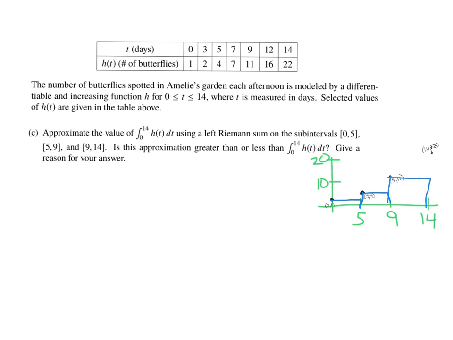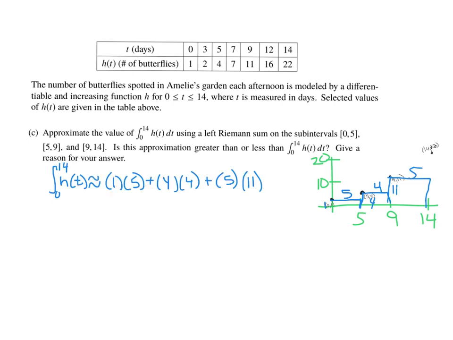From there, we are then going to find the area of each one of these rectangles. This one has a width of 5 and a height of 1. This one has a width of 4 and a height of 4. And then this last one has a width of 5 and a height of 11. So if I find that area, I do get that it is about 76.